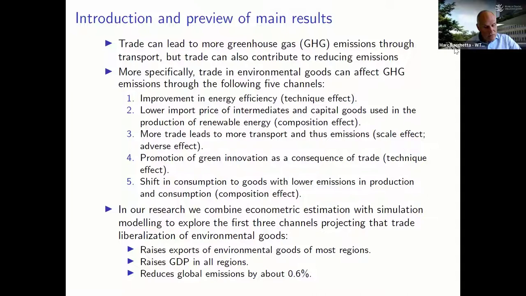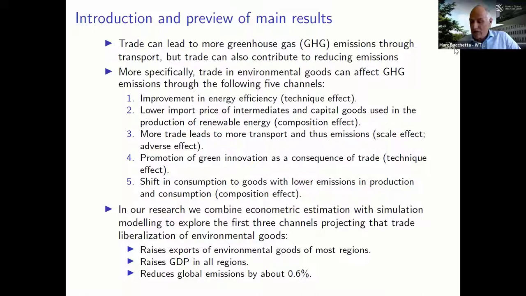In our research, we combine econometric estimation with simulation modeling to explore only the first three channels, and we project that trade liberalization of environmental goods does actually raise exports of environmental goods in most regions, that it raises GDP in all regions, and reduces global emissions by about 0.6%.